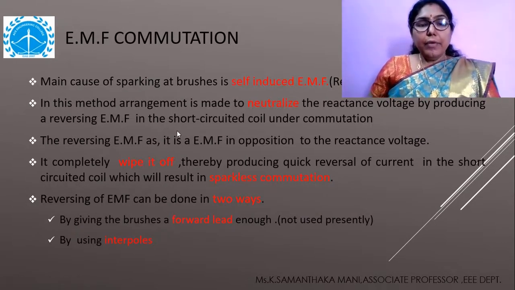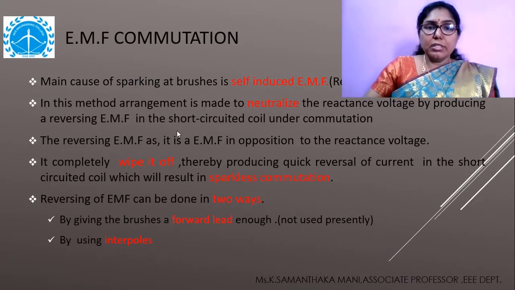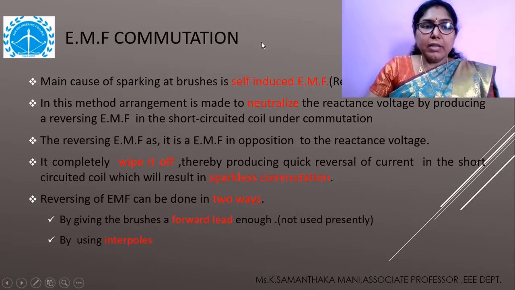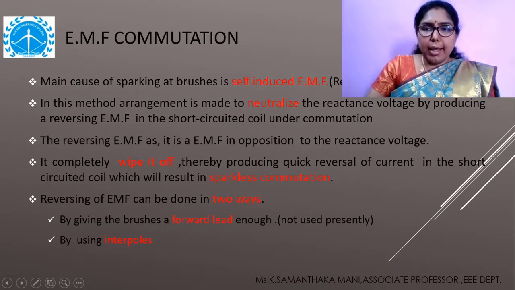Next, we have seen there are two methods. The first one is resistance commutation. The second one is EMF commutation. What is EMF commutation? We know that the sparking is mainly because of a self-induced EMF, which is also called the reactance voltage. We should not allow this reactance voltage, but we can't prevent it. The reactance voltage will be induced in the short circuited coil. So what we can do is neutralize this reactance voltage by some means in the short circuited coil, so that we can get ideal commutation.